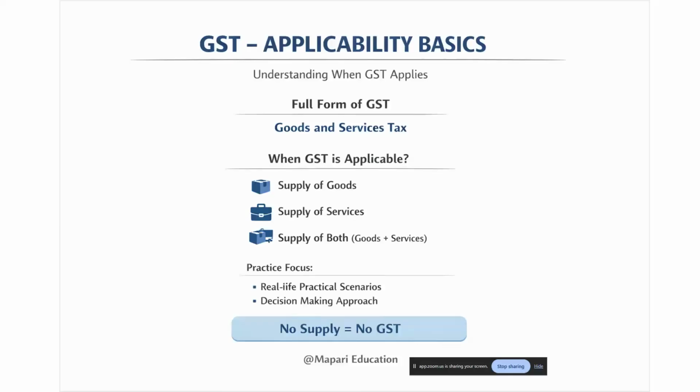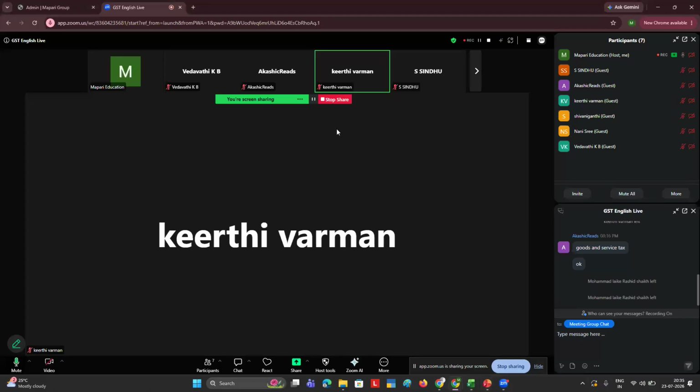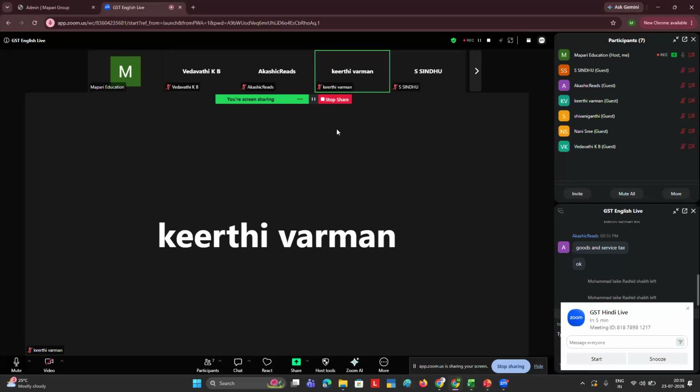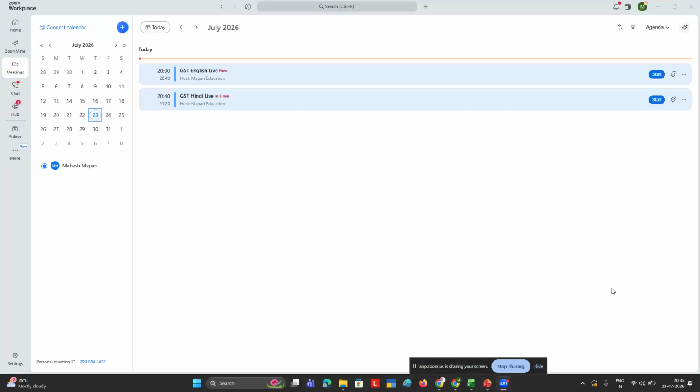GST is completely based on its law. So first of all, you need to understand and fix in your mind what GST is. GST is a law. GST is an act. It is not any kind of process. It is an act or a law, and we have to follow the law, which is the GST Act.